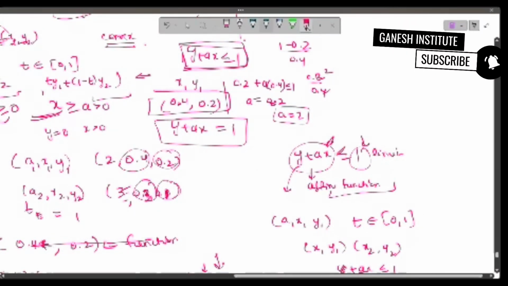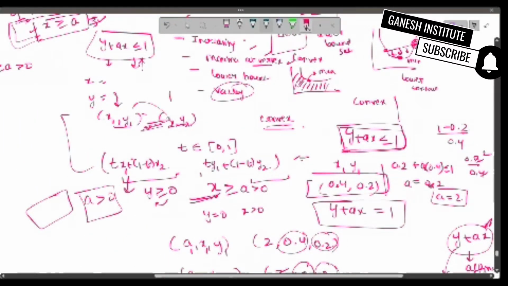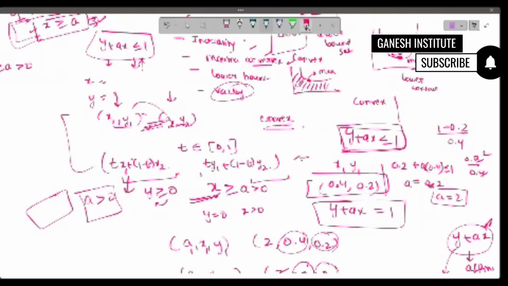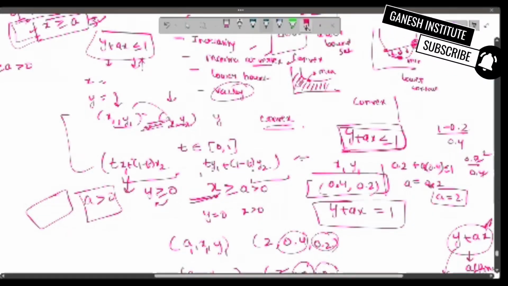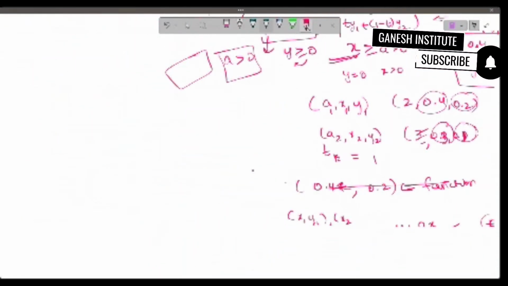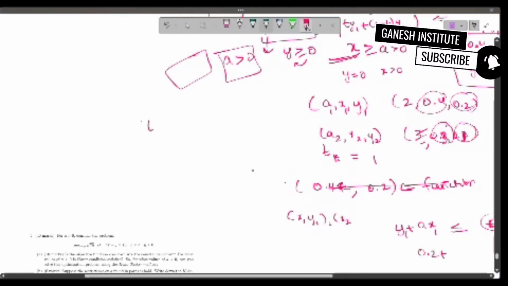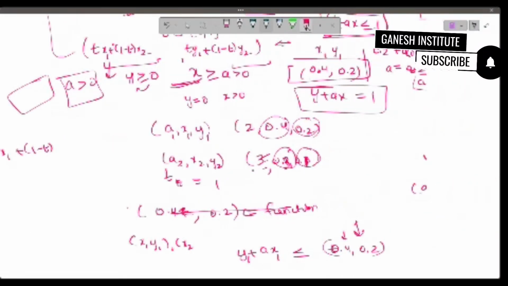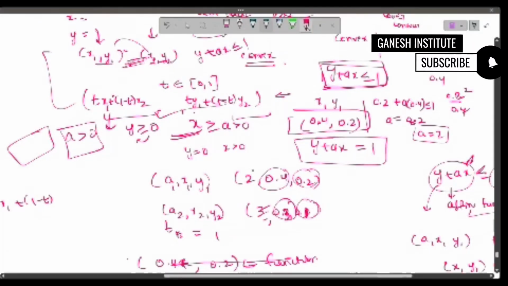which is having a limit less than or equal to 1. Now, if you consider any x1, y1, x2, y2, two coordinates, if you pick any two coordinates such that the limit y plus ax less than or equal to 1 is satisfied, then there exists t, another parameter, for which this whole thing is less than or equal to tx1 plus 1 minus tx2, this one. So hence it is convex. Are you getting my point?